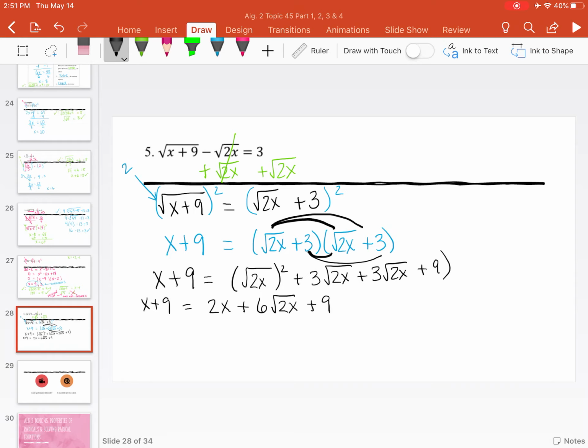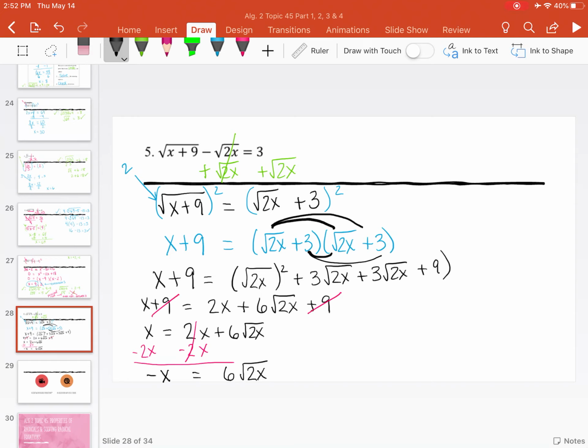Now ideally, I want to solve this radical equation, so I want to solve for x. I can subtract 9 from both sides, and that will cancel. So I'll be left with x equals 2x plus 6 times the square root of 2x. Now I can subtract 2x from both sides in order to solve just for x. In this case, I'm left with negative x, because x minus 2x is negative x. So that will equal 6 times square root of 2x.